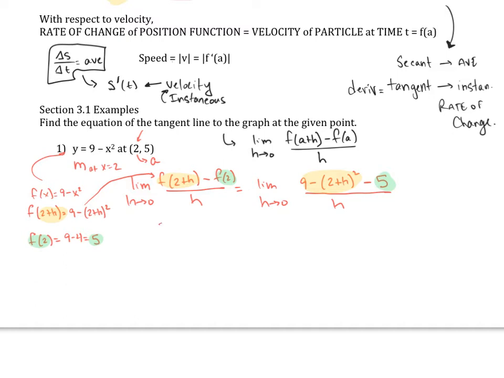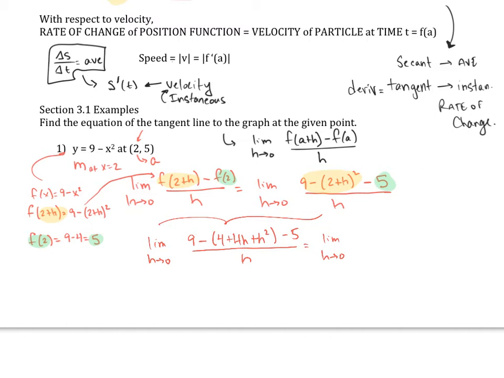All right, so now let's continue on with this problem. So the limit as h goes to 0, and I'm going to clean this up. This becomes 9 minus, let's go ahead and FOIL out the top. I'll get 4 plus 4h plus h squared, minus 5, all over h. So what I did was FOIL that (2 plus h) squared out. And so now at this point, I can clean this up again. I'll get the limit as h goes to 0.